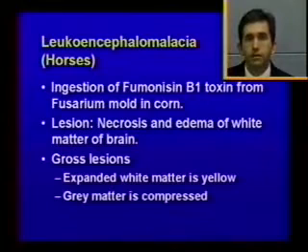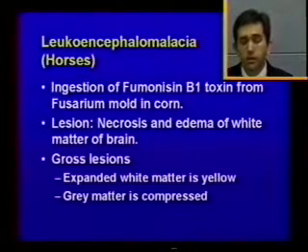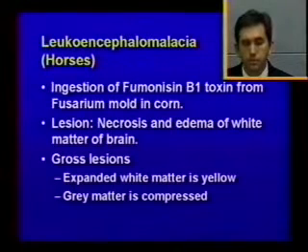Okay, now let's just compare that to another condition that affects the white matter of the brain, leukoencephalomalacia. This is a disease of horses. And this is caused by the ingestion of a fungal toxin known as fumonisin B1. It's produced by the fungus Fusarium, and it's usually present in moldy corn. The lesion in this case is necrosis and edema of the white matter of the brain. So as opposed to polioencephalomalacia, which targeted the gray matter, leukoencephalomalacia targets the white matter.